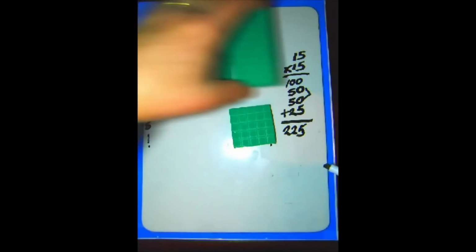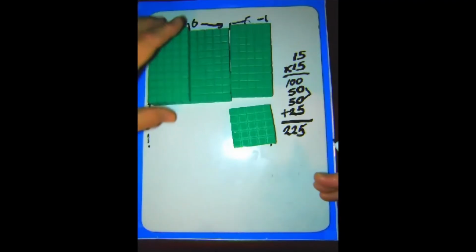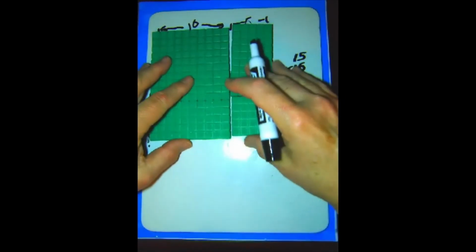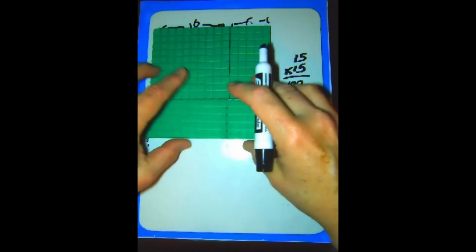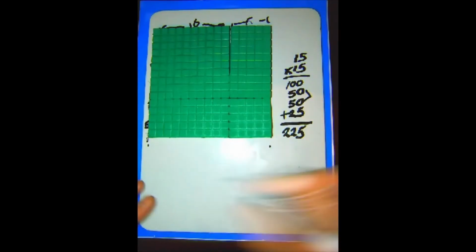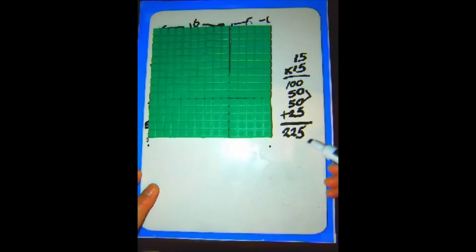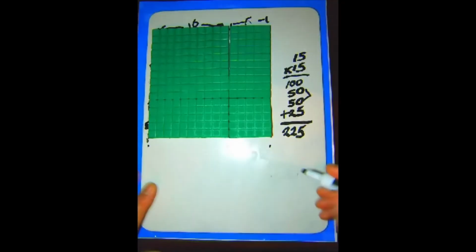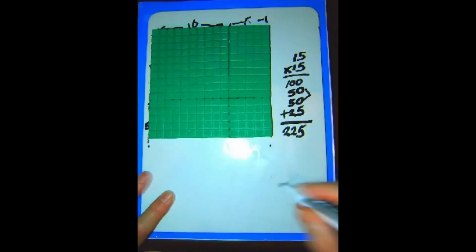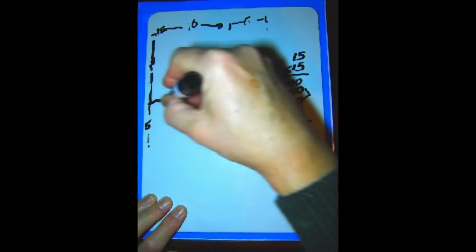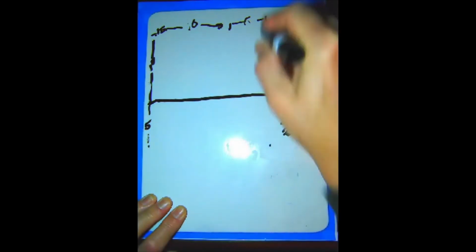So we have a large multiplication problem that can still be modeled using action on objects using the base 10 blocks. And I hope you can see we can do this for pretty much any number we would like. So 15 times 15 is 225. The record of action, if we were to draw this as a sketch and model it with a sketch, I can take what I've drawn here and I can just connect this up.